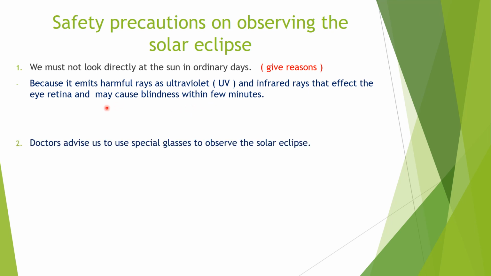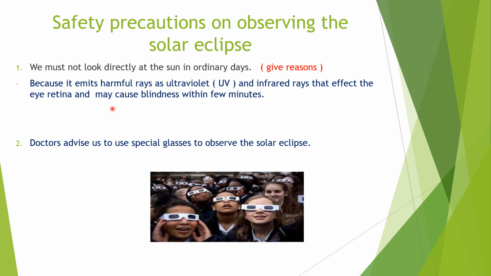Number 2, doctors advise using special glasses to observe the solar eclipse. Look at this picture. There are special types of glasses to observe the solar eclipse to prevent the ultraviolet rays which harm the eye retina.